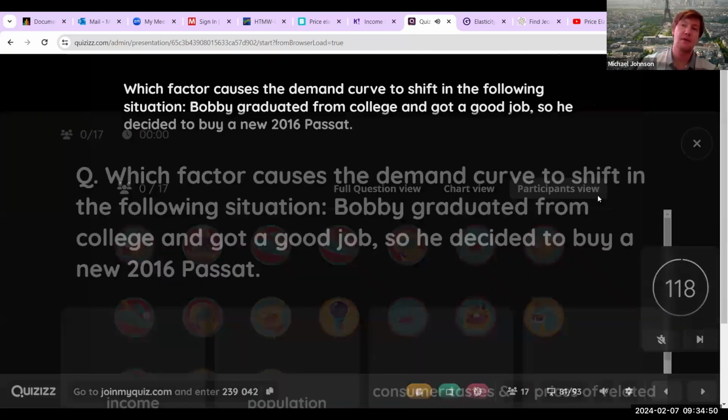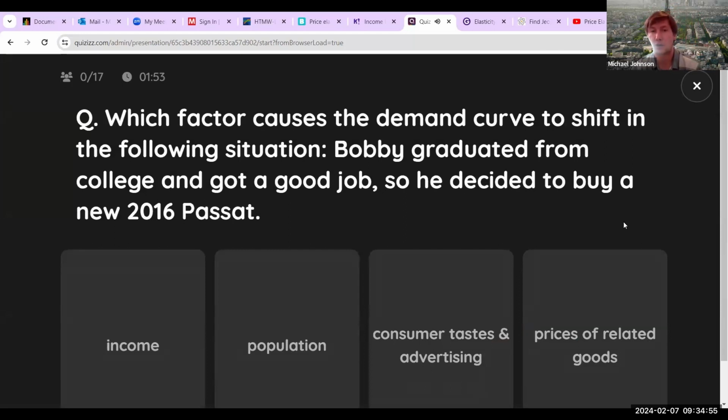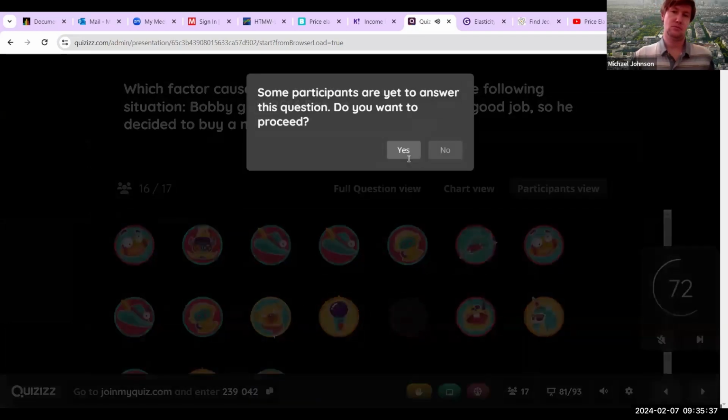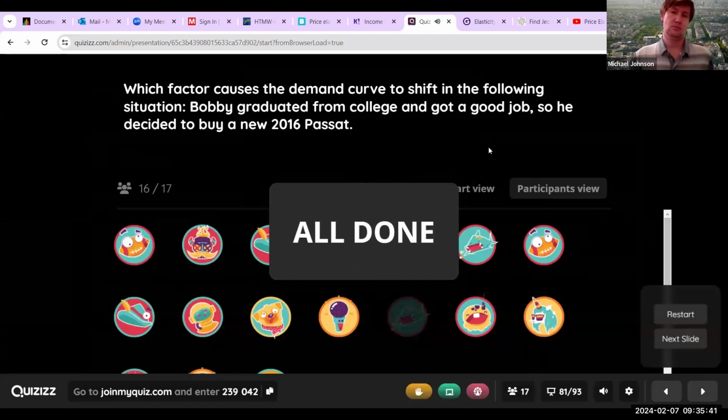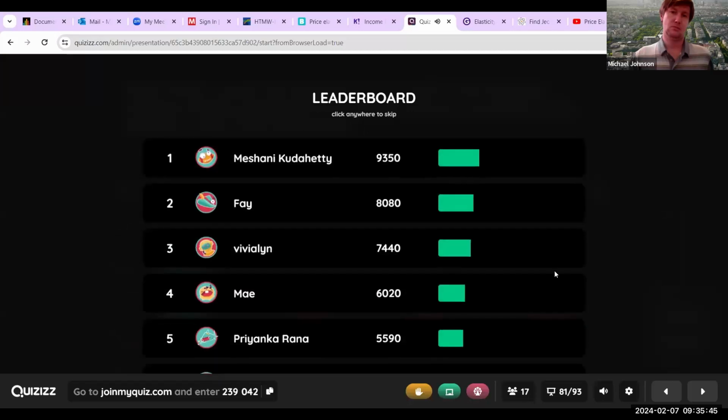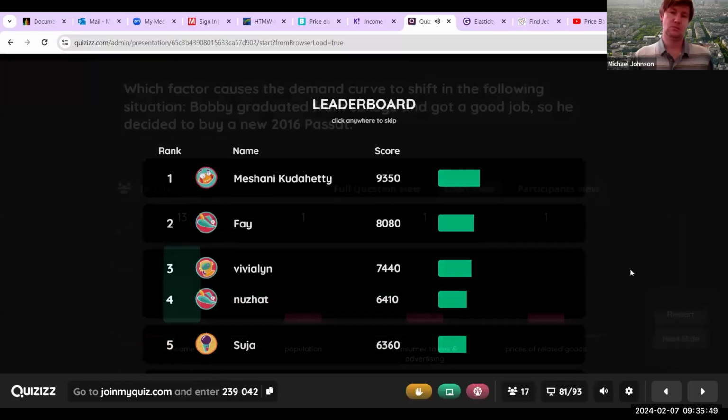Which factor causes the demand curve to shift in the following situation? Bobby graduated from college and got a good job, so he decided to buy a new 2016 Passat. Income, yes.